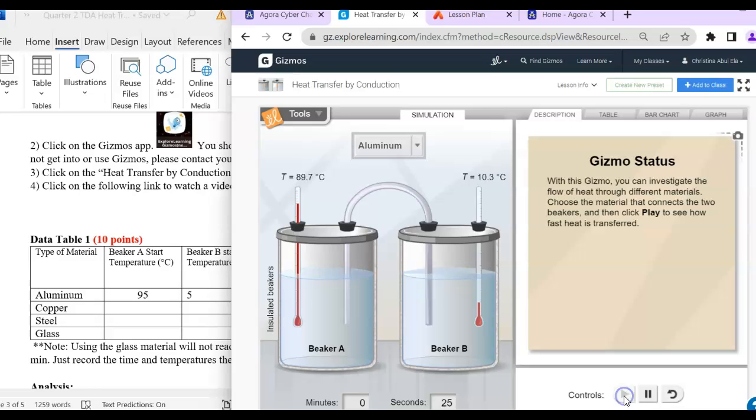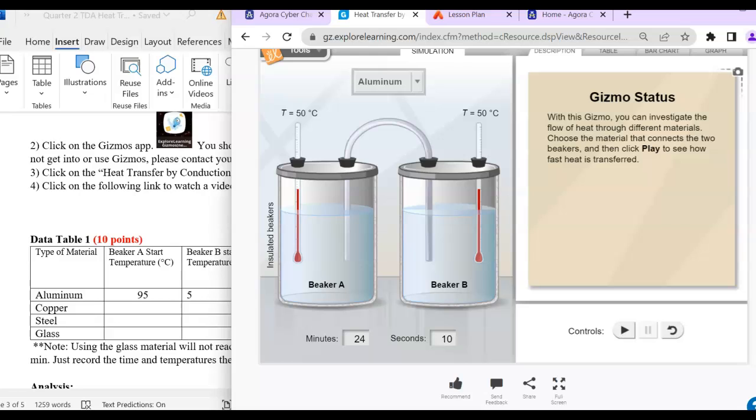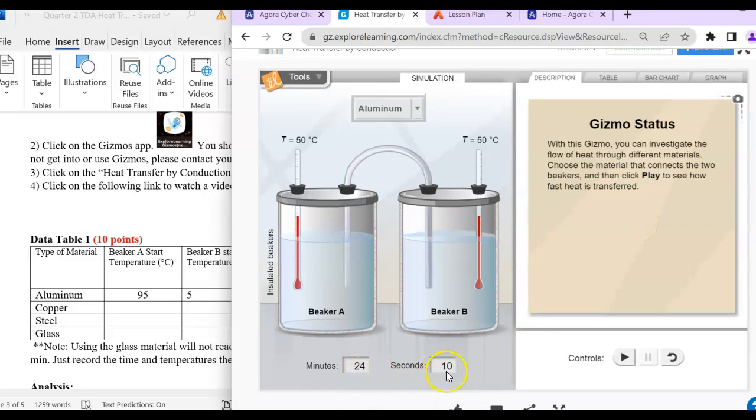I'm going to click the forward arrow, and you can see beaker A's temperature is going down and beaker B's temperature is going up because heat always flows from hot to cold. We're getting close. It's slowing down. And right there, you could see they are now at the exact same temperature of 50 degrees Celsius. And it took 24 minutes and 10 seconds to get there. You could see at the bottom, it tells you the time.